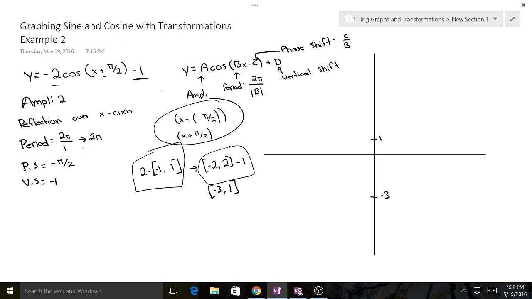And then next I would look at, okay, well, we had a phase shift of negative pi over 2. So the start of our graph is going to be at negative pi over 2. And then we also have a period that is still 2 pi, so that's helpful. That makes it a little easier on us.